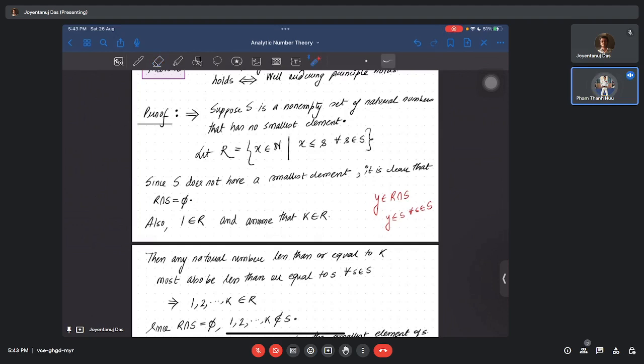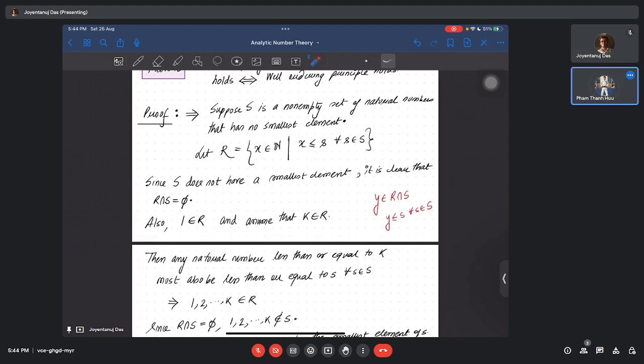Just confirm if the equal sign is not there, the intersection is always fine, even if S has a smallest element or not. But we have the equal sign. So if S has a smallest element, the intersection should be the smallest element, but here it's not so. The intersection with S should be empty.